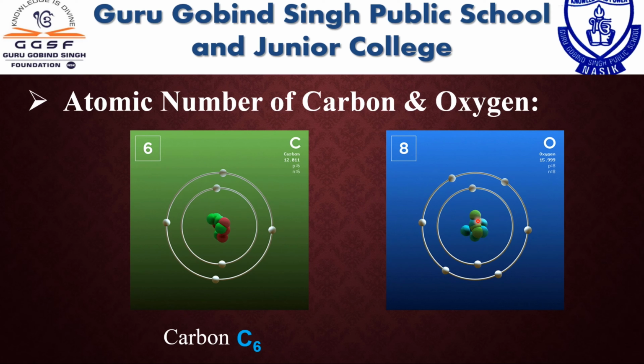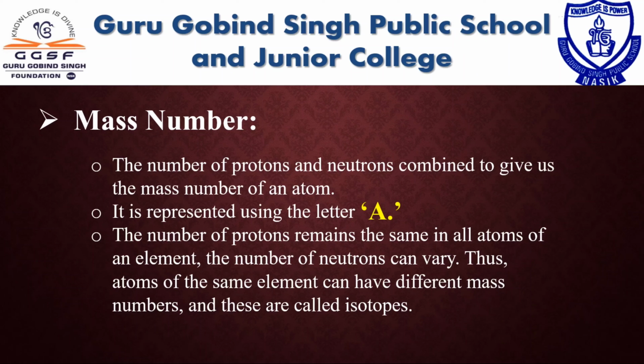Let's look at the difference between two terms. What is mass number? The number of protons and neutrons combined gives us the mass number of an atom. It is represented using the letter A. As both protons and neutrons are present in the nucleus of an atom, they are together called nucleons. For example, an atom of carbon has 6 protons and 6 neutrons. Thus, its mass number is 12.